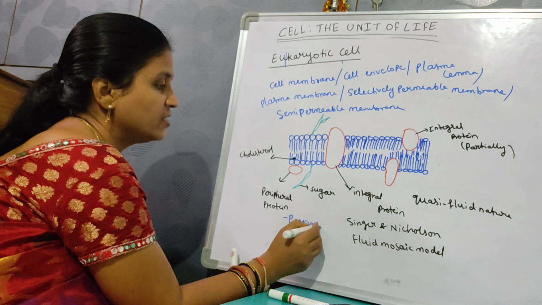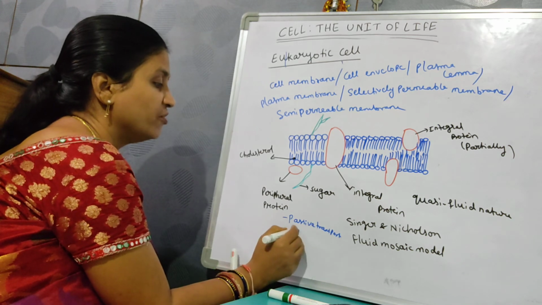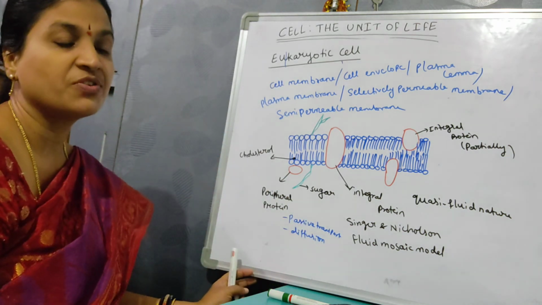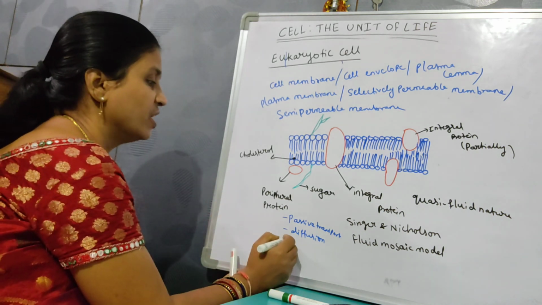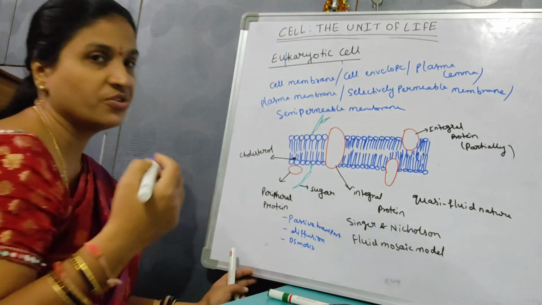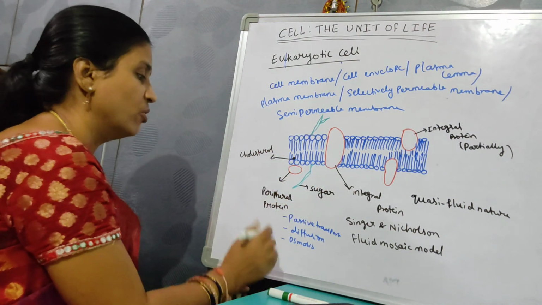So this cell membrane is useful for passive transport. It is useful for diffusion. Diffusion means the movement of substances from higher concentration to lower concentration. Then osmosis: the movement of water from lower concentration to higher concentration through a semi-permeable membrane. The cell membrane is a semi-permeable membrane.